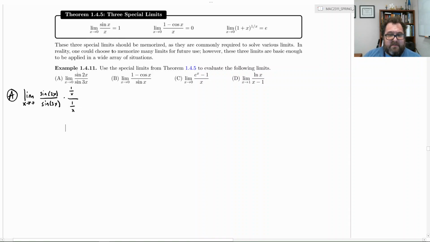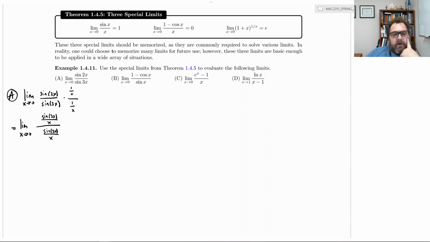And yeah, so we do this. Now, how can we rewrite that? Well, this equals the limit as x approaches 0. So now we are dividing the top and the bottom by x. So that's sine 2x over x divided by sine 3x over x. So now we have this ugly compound fraction.